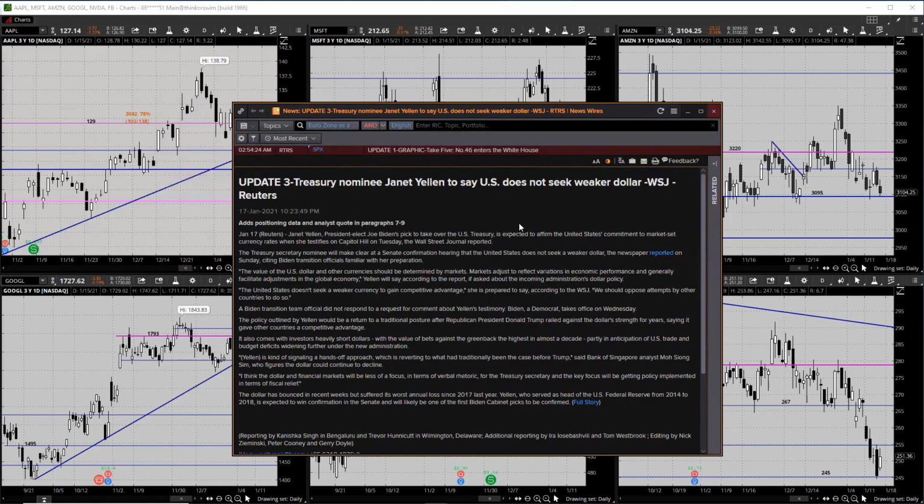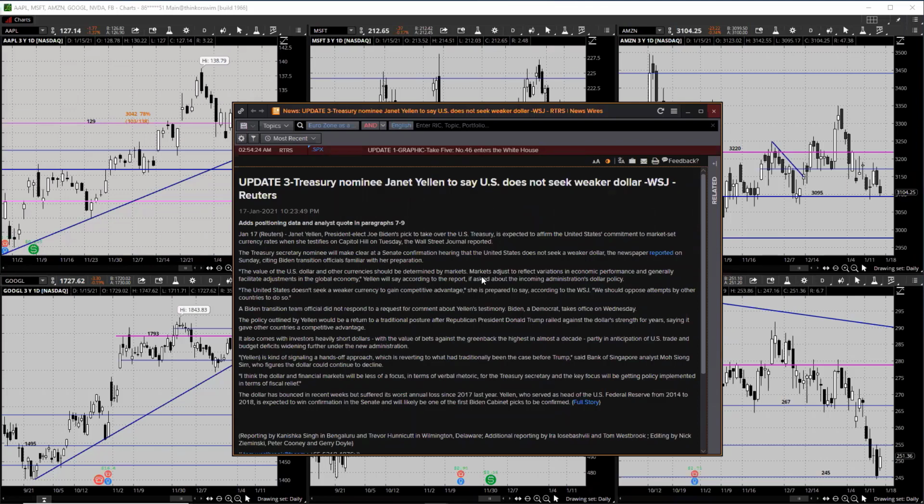And I did post this one in the room. I just thought this might add a little bit of extra juice for the dollar. Janet Yellen, President-elect Biden's pick to take over the U.S. Treasury, is expected to affirm the U.S. commitment to market-set currency rates.